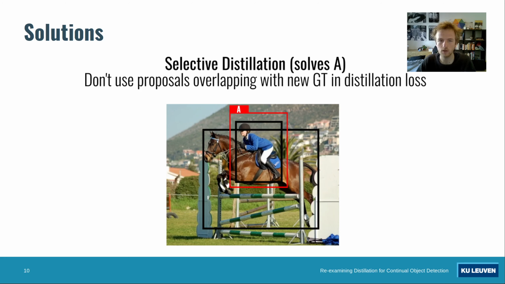We solve this by using two techniques. If the teacher outputs a region and it overlaps highly with a new annotation, we know that this output of the teacher is actually wrong. So we can just discard it, filter those outputs of the teacher, and not distill them. This is a very easy approach and it is already effective.